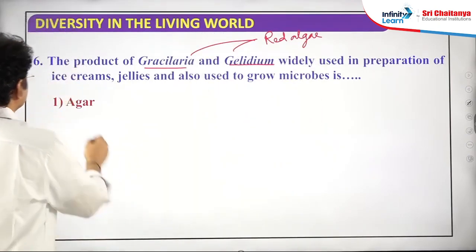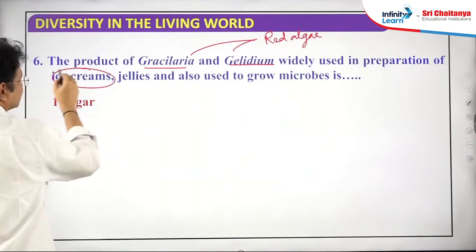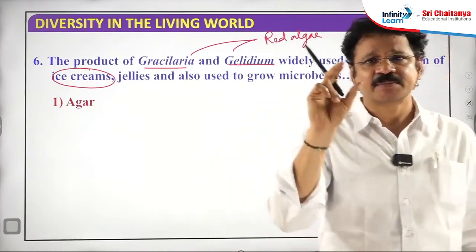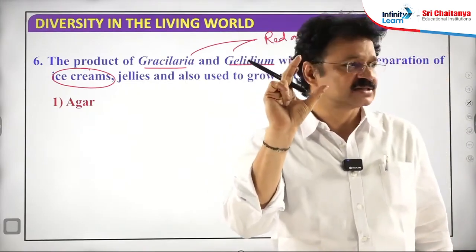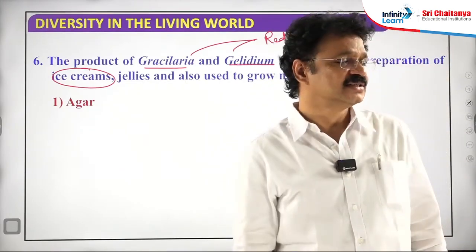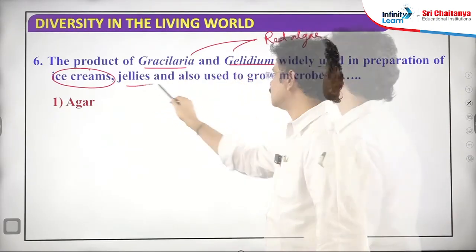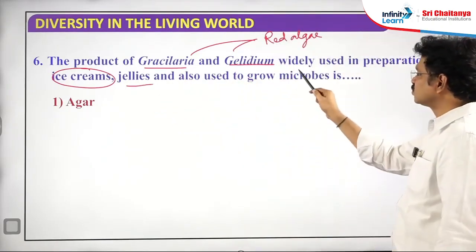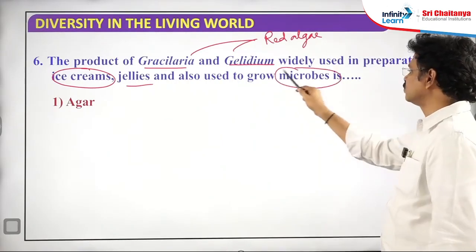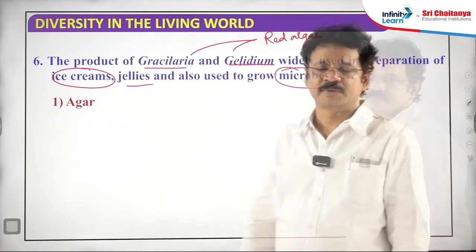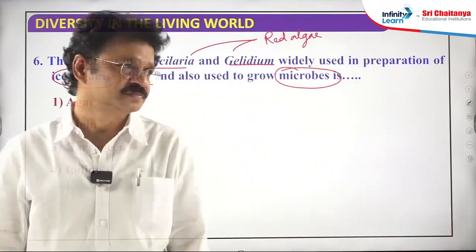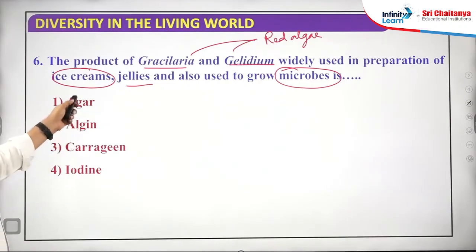That product is used in preparation of ice creams. What kind of ingredient of the ice cream causes the softness or jelliness or deliciousness of the ice cream? That product is obtained from Gracilaria and Gelidium. That is also useful for making nutrient medium to culture microbes in the laboratory. Preparation of culture medium, nutrient medium. Iodine, carrageen, algin or agar-agar.